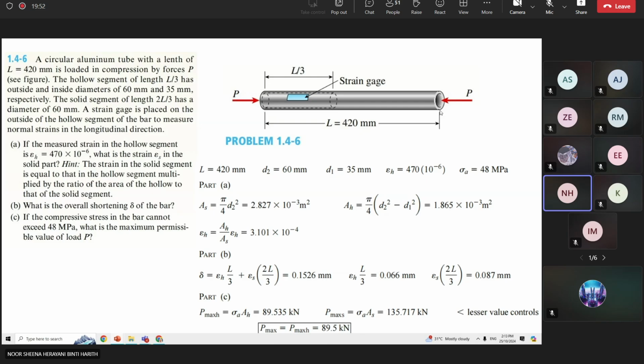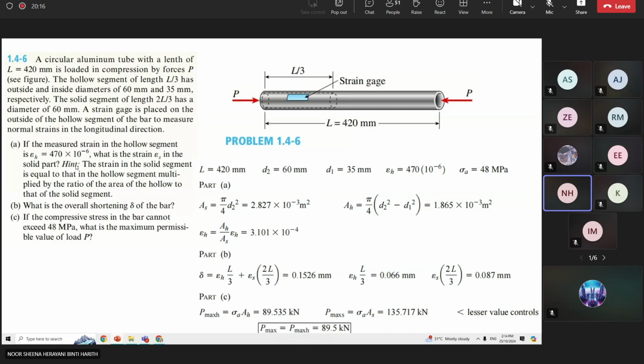And then the solid segment has a length of 2/3 of the total length, from here to here, and has a diameter of 60 mm. A strain gauge is placed on the outside of the hollow segment. This is the strain gauge to measure normal strains in the longitudinal direction.